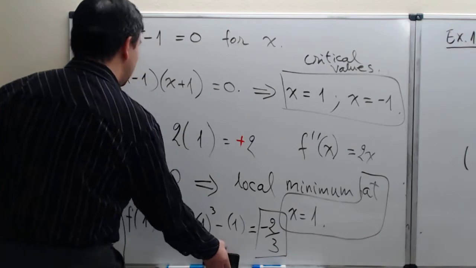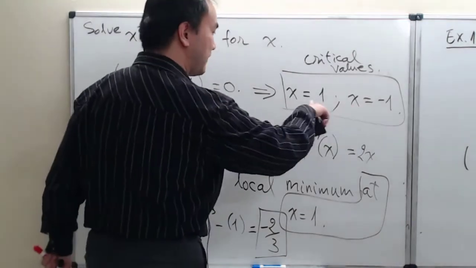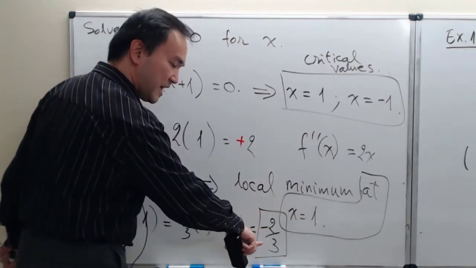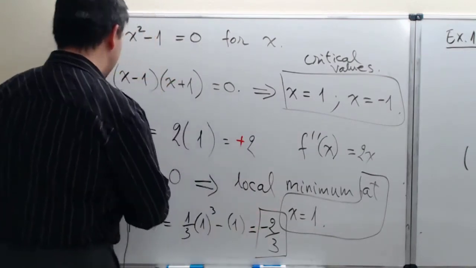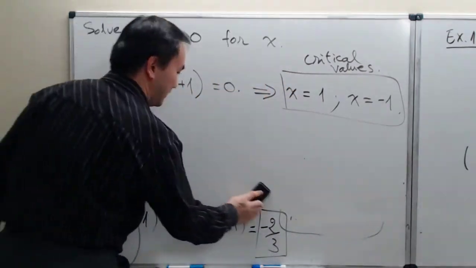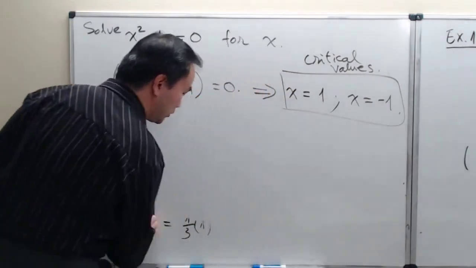Now, what about the other one? Because we found two critical values. This one here was a local minimum, and we already found the value. It hits down to as low as negative 2/3. I'm going to need to erase the board. And let's take care of the other critical value.